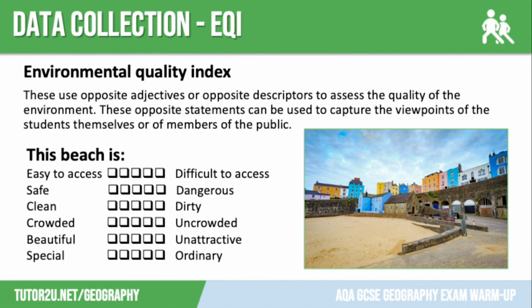In the exam, you might actually be asked to complete 2 or more lines of an environmental quality index in the unfamiliar fieldwork section. So, for example, giving 2 more opposite statements, or you might be asked to think about the limitations of this type of survey. In this case, the biggest limitation is that it is so subjective and it's open to interpretation, meaning that the results are less accurate.